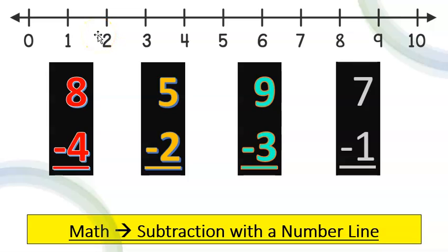Same process, what we just did. You're going to start with the first number, you're going to find it up here, and you're going to go back however many numbers the second number is, okay? If it says -2, you're going to go back 2 numbers. Remember, you always have to head toward the 0 because we're subtracting, okay?